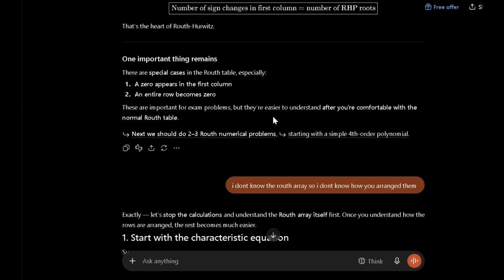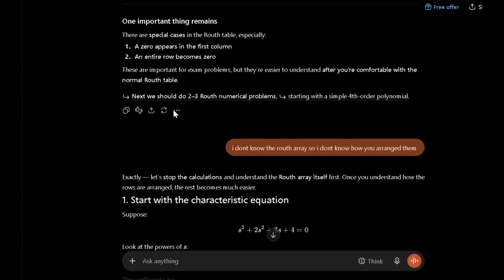Now we should do a Routh problem, starting with the normal case.